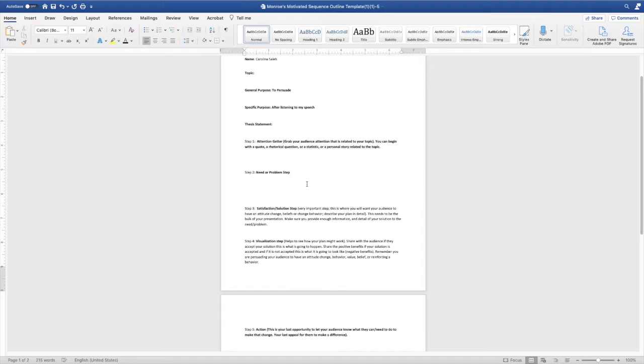It should be a detailed outline of the need or problem that you're going to be talking about pertaining to your topic. And then right here, this is step 3, the satisfaction solution step. This is a very important step.